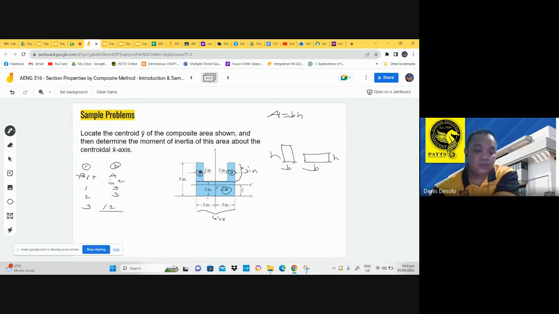Then at the bottom, we add all of that. You will get 3 plus 3 plus 12, that's 18. So we all know that's 18 square inches. That's the second column.